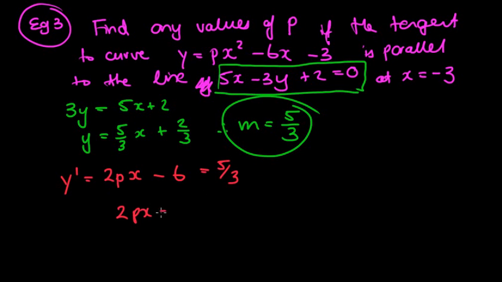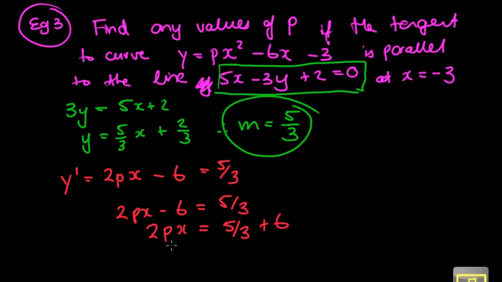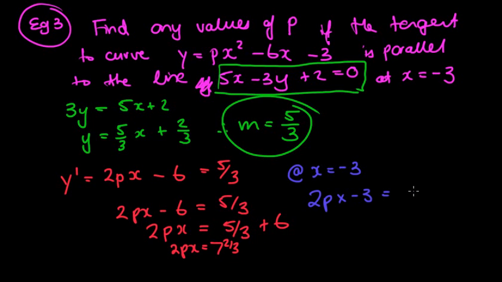So 2px minus 6 equals 5 over 3. So 2px equals 5/3 plus 6. Okay. So 2px is equal to 7 2/3. Now, it says at the point x equals -3. So let's just put the -3 where the x is now. So 2p times -3 equals 7 2/3. So -6p equals 7 2/3.